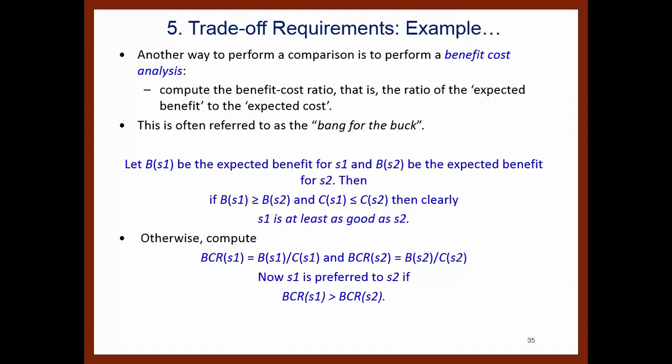So we are looking at this ratio, and we can name B of S1 to be the expected benefit for S1 and B of S2 be the expected benefit for S2. Then if the benefit of S1 is greater than or equal to that of S2 and the cost is less than or equal, then clearly S1 is at least as good as S2. Otherwise, we are going to compute the benefit cost ratio, in which we are dividing again. And if the ratio of 1 is greater than the ratio of 2, then it's clear that S1 is going to be a preferred option.